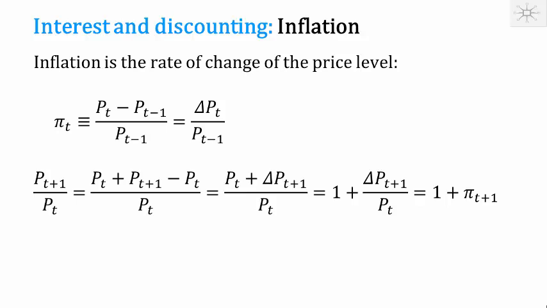And again, we write it so that if it's 0.03, that means it's 3% inflation. Mathematically, this means that if we look at the ratio of the price next year to the price today, that is equal to 1 plus inflation next year. And that's quite intuitive.